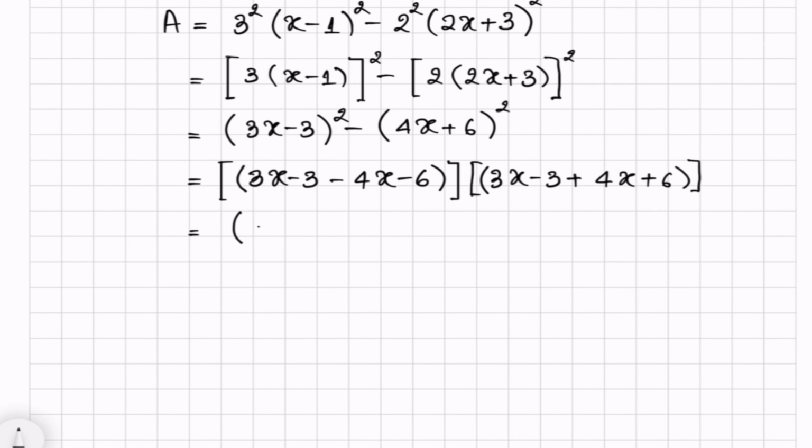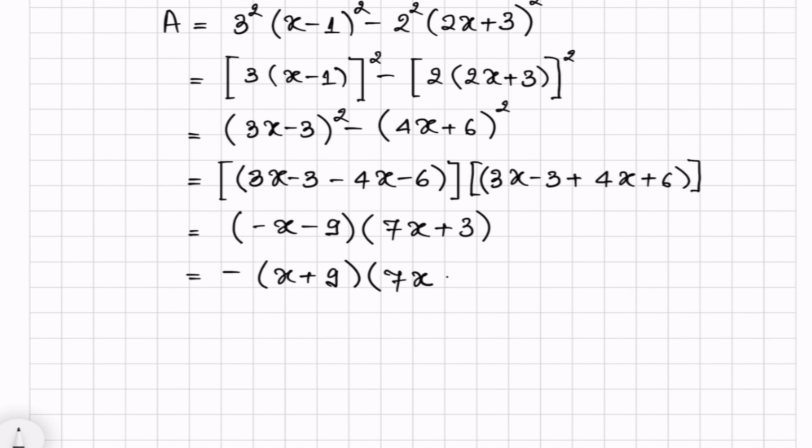3x minus 4x is negative x, and then minus 3 and minus 6 will be minus 9, and then times 3x plus 4x is 7x, and negative 3 plus 6 is plus 3. Then we can factor the negative outside of the parentheses, and we will get negative (x plus 9) times (7x plus 3). So here is our answer.